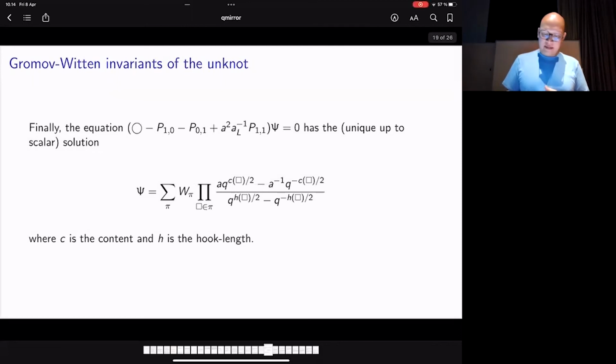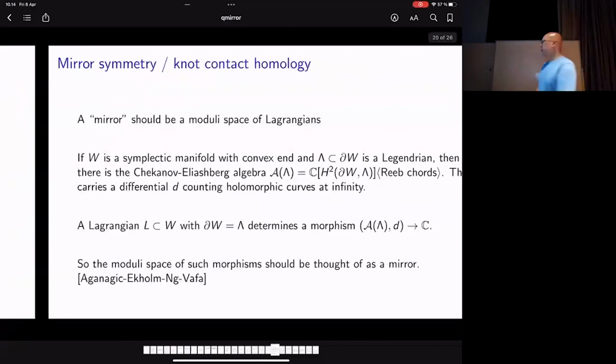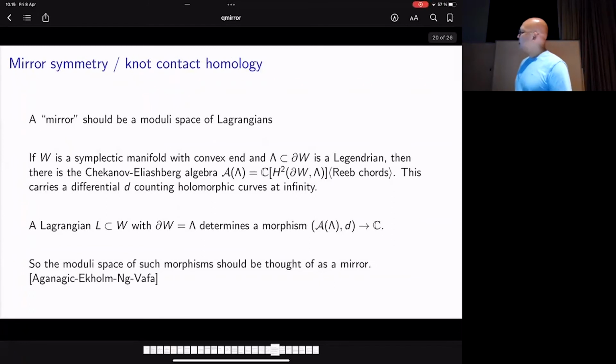Okay. So I want to explain now the title of this talk. The title of this talk was quantum mirror symmetry. And I want to explain in what sense this is a quantum mirror symmetry. So what is mirror symmetry? Well, a mirror is supposed to be a moduli space of Lagrangians. You have some symplectic manifold, and you want to make an algebraic variety, and that algebraic variety should be the moduli space of Lagrangians.